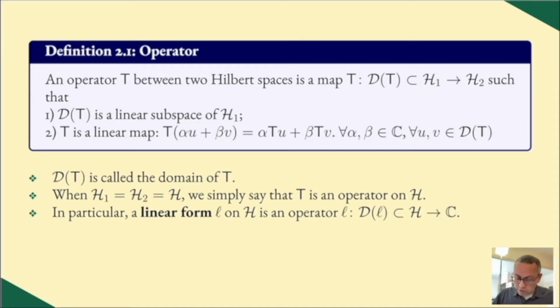In particular, when both Hilbert spaces are the same, so when they are equal to H, we simply say that we have an operator on H with some domain D(T). A particular case is the case of linear forms. Linear forms might also be defined only on a subspace of H, and since they are linear forms, they take values in C, which is one-dimensional.